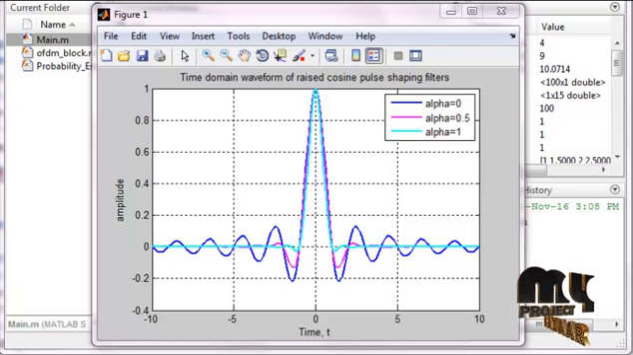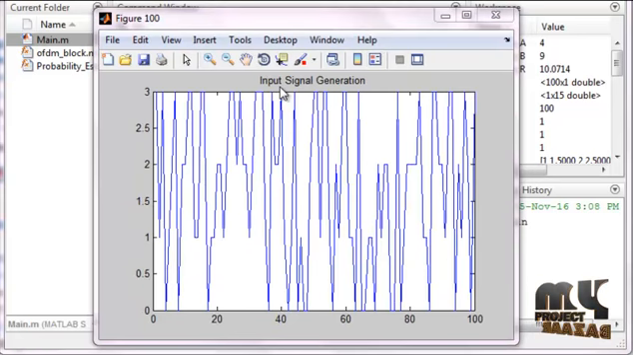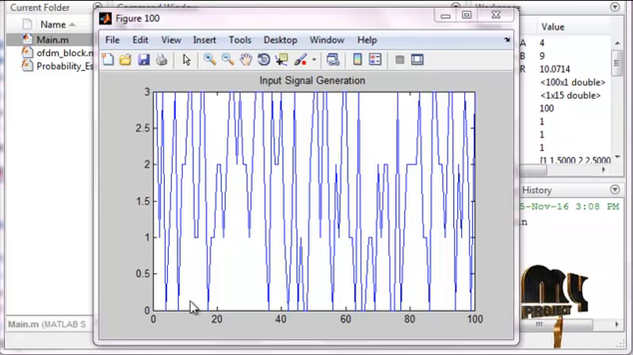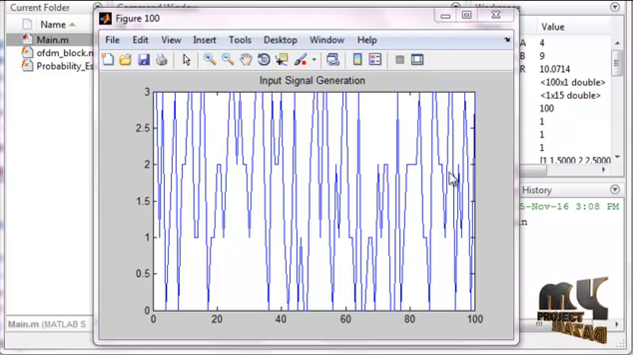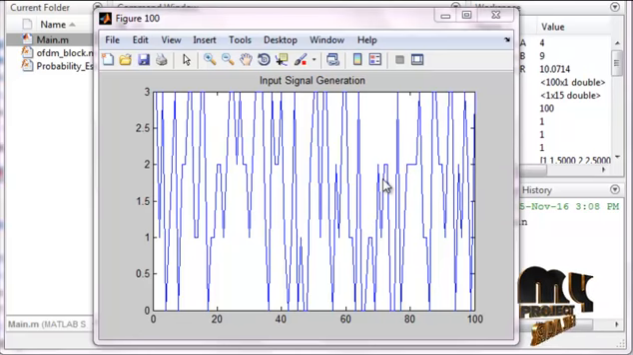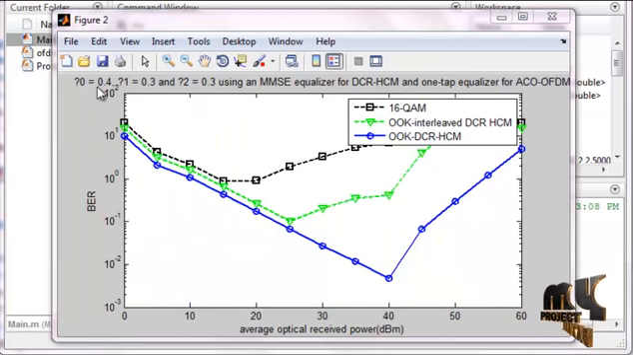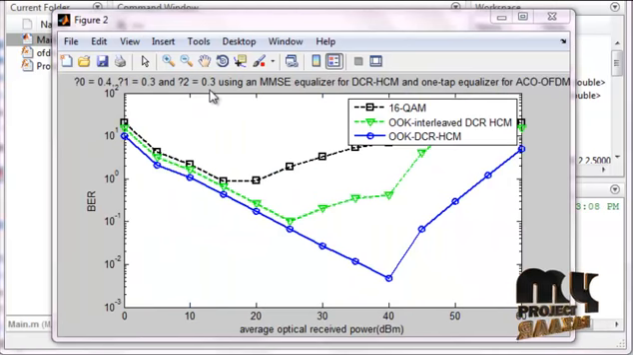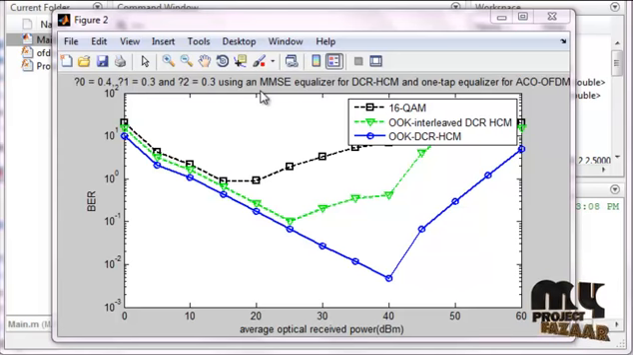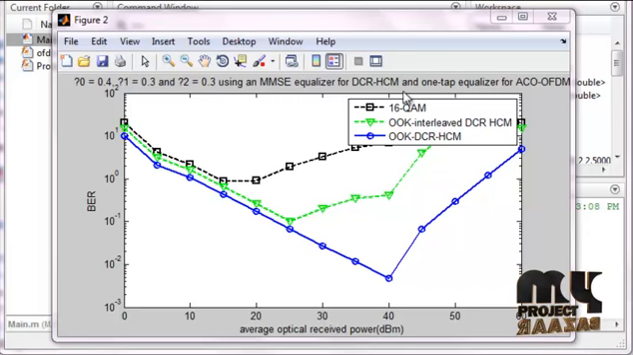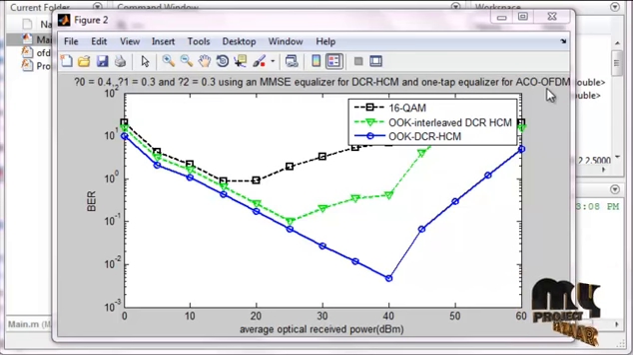So the pulse shaping increases the spectral efficiency. Here is the input signal generation: the input is randomly selected from 0 to 100, here 0 to 3.5. This is the input signal generation of the HCM OFDM block. In this figure, alpha is equal to 0.4, alpha equal to 1, alpha equal to 0.3 and 0.2, using the MMSE equalizer. That is a minimum mean square error equalizer for DCR HCM and a one tap equalizer for ACO OFDM.